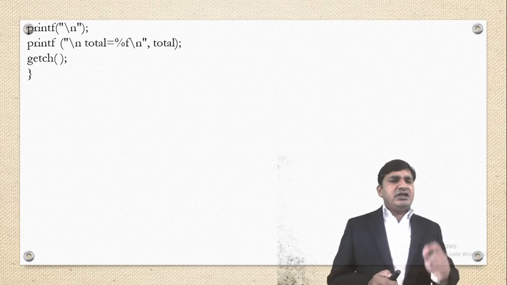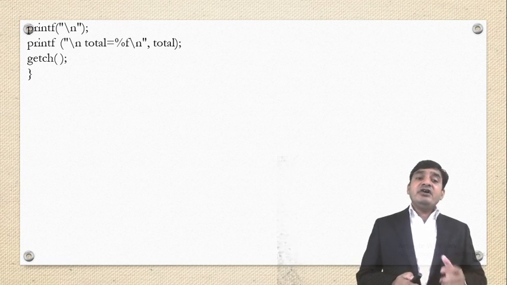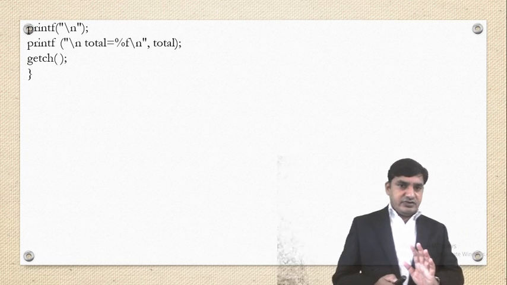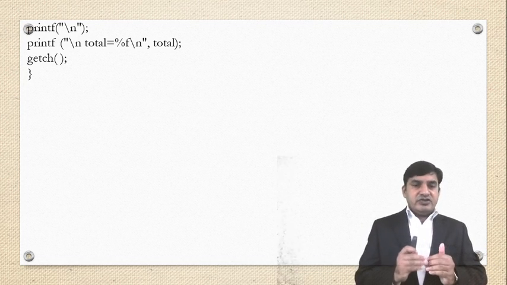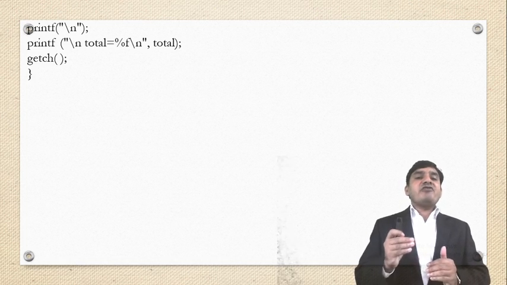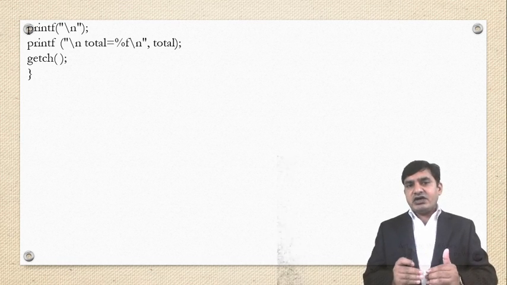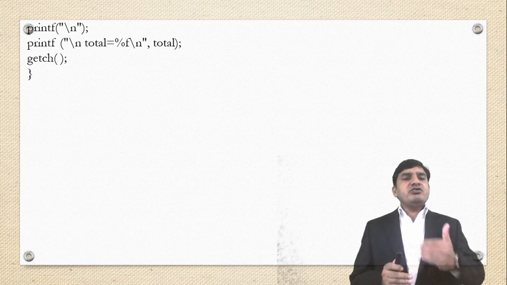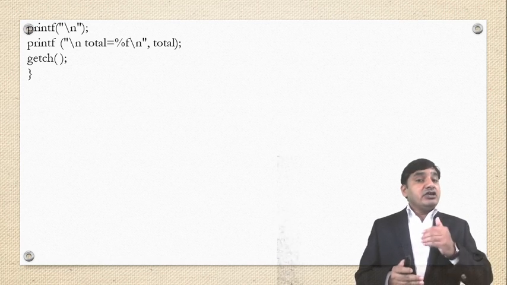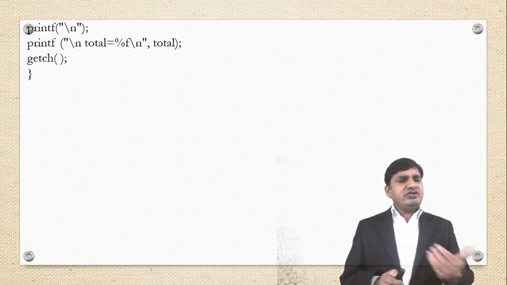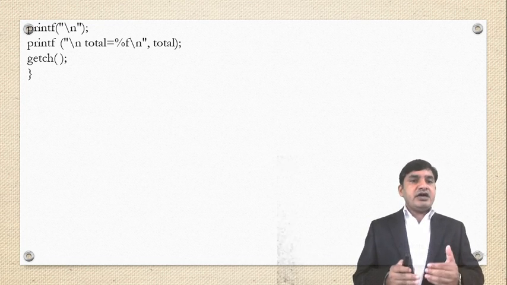For that we use printf \n, which means new line. printf \n total is equal to %f. The number, the square, is a floating point, and now we have to display this number on the screen. By using the output function printf, we display the square of the 10 given numbers on the screen. Then we use getch, and the program is closed by the closing curly bracket.